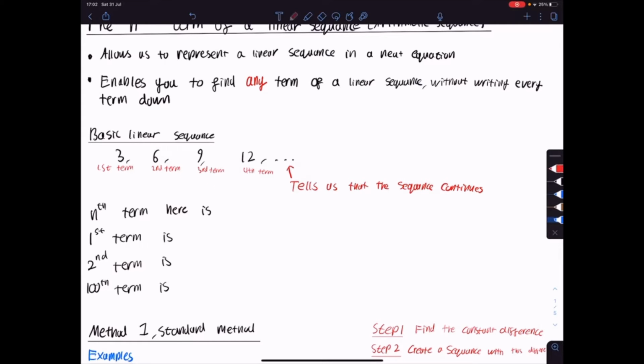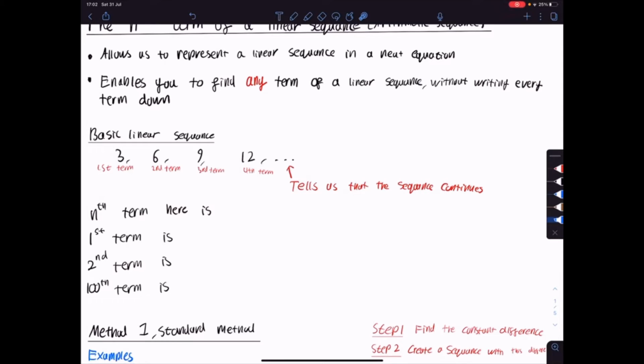Okay, so the first number in the sequence is just the first term. The second number in the sequence is the second term. The fourth number in the sequence is the fourth term. So that's what we mean when we talk about the terms. And finally, this ... on the end just tells us that the sequence continues forever. And obviously, we can't write that all down.